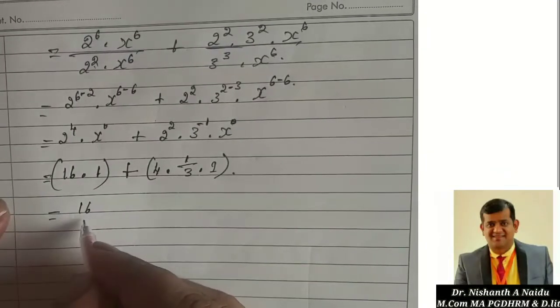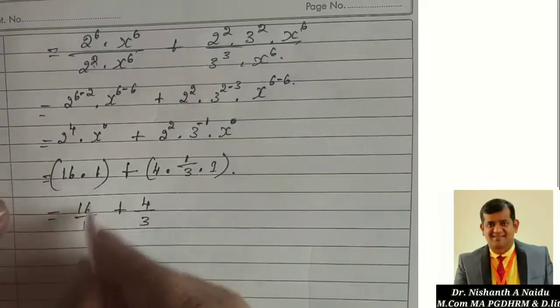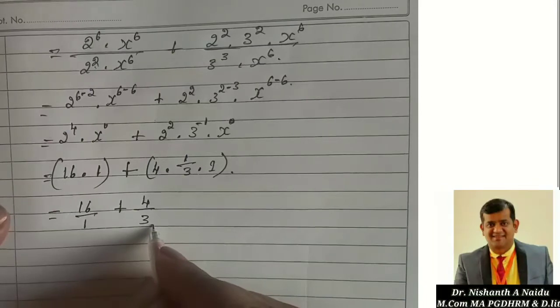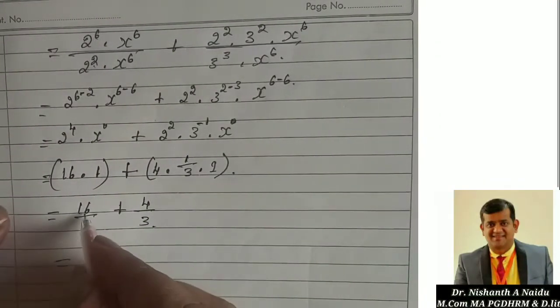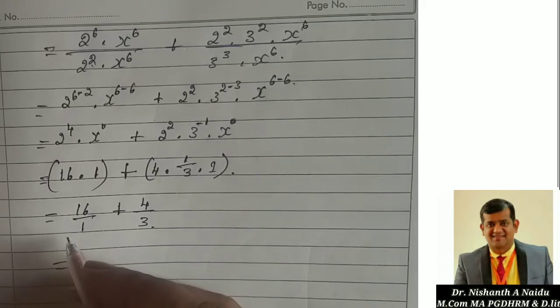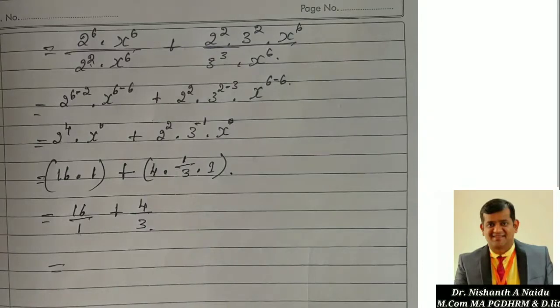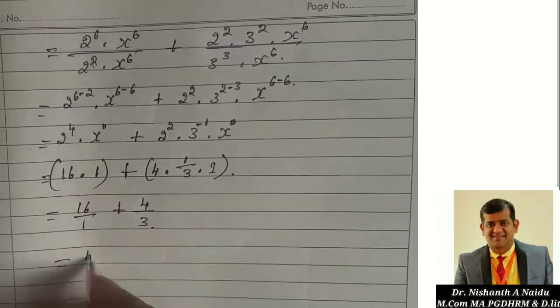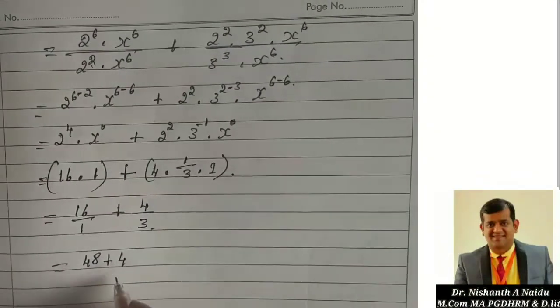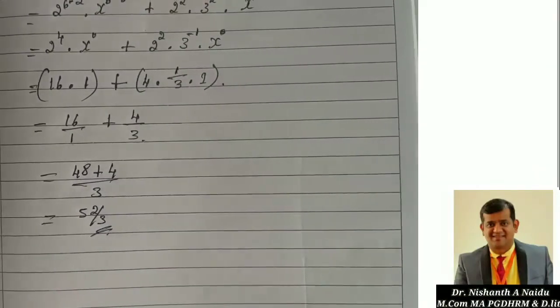Okay, so now let us cross multiply this. That is 16 divided by 1 plus 4 divided by 3. If you take the LCM, cross multiplication: 4 1's are 4, 16 into 3, how much? 16 threes are 48. So that is 48 plus 4 ones are 4, divided by 3. So the ultimate answer for this particular problem is 52 divided by 3.